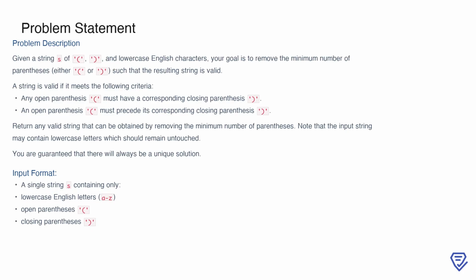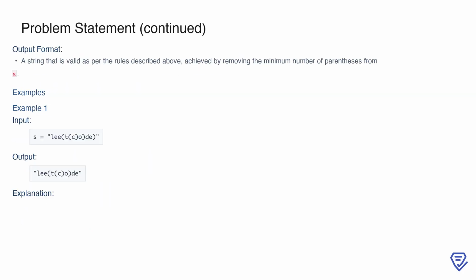Importantly, while we are allowed to remove parentheses to achieve validity, all the lowercase letters in the string must remain untouched. Additionally, the guarantee of a unique solution means we don't have to worry about ambiguous outputs for a given input string. The output of this problem is a valid string that you obtain by removing the smallest possible number of parentheses from the input string.